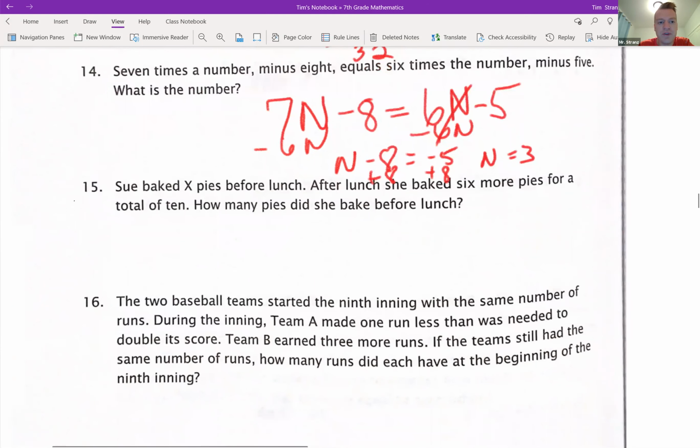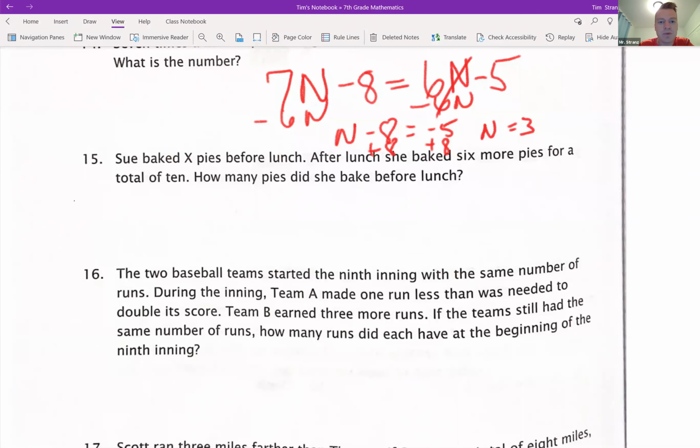All right, let's look at number 15. Sue baked X pies before lunch. Again, I don't know why they're using X as a variable. You have so many other letters to choose from, and you're using X, which is the multiplication symbol. So I'm going to use P for pies. Don't know why they do that. Frustrates me.